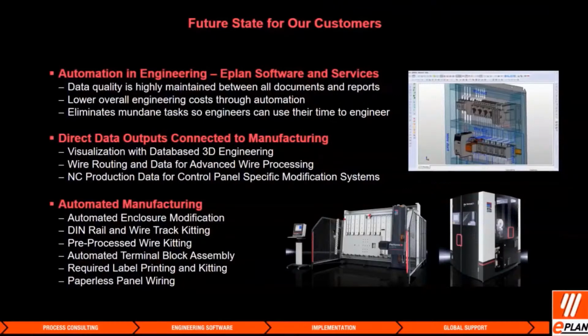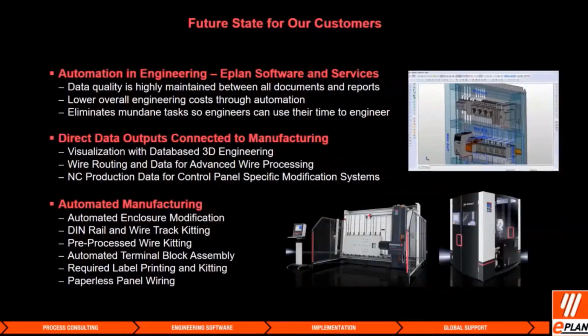Which will assist with visualization of the 3D engineering, to be able to make sure that we don't have interferences and making sure that the panel is laid out correctly before going out to the floor. Wire routing and data for advanced wire processing systems, we'll be looking at that, as well as the data required for CNC machines for modifying enclosures and back panels.